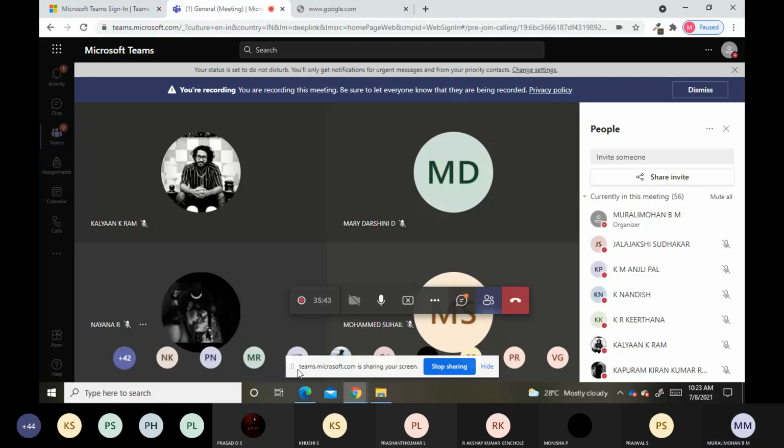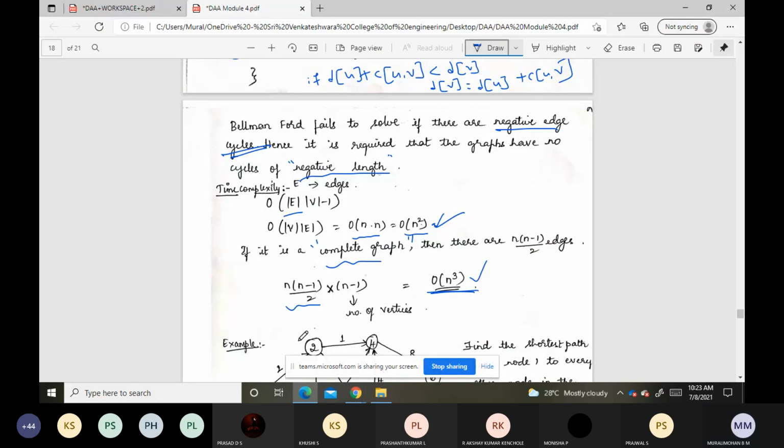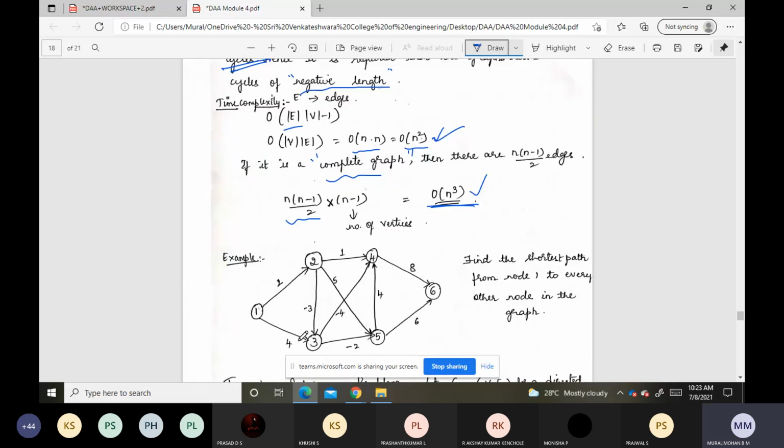Clear? Yes, sir. Okay, now you just try to solve this one. So here it is saying from node 1 to every other node. So solve this one. You try to solve this.